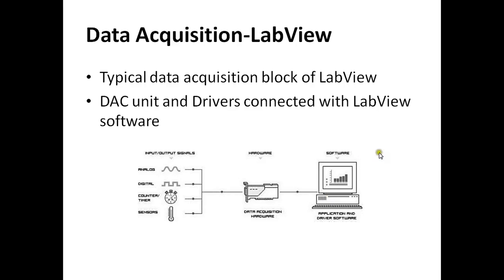In the system we can represent that data as a graph or even with control panel indicators. Whatever indicators are present in LabVIEW, we can use for representing the data coming from the DAC unit. Digital signals are also given here. DAC has the specialty that it can take analog as well as digital values, and it can give the output as analog as well as in digital form.